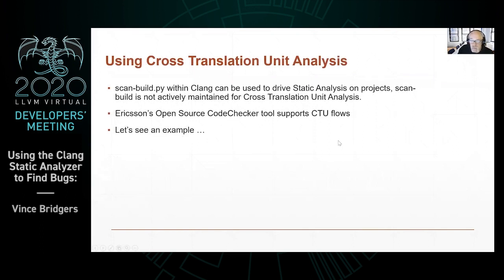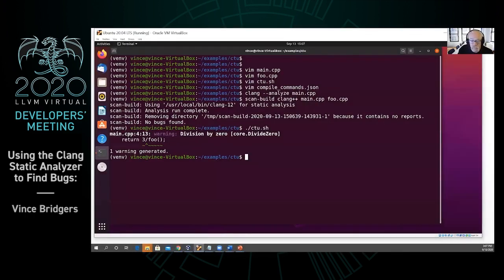So as I discussed, scan-build within Clang can be used to drive static analysis on projects. Scan-build is not actively maintained for cross-translation unit analysis for larger scale projects. Ericsson's open source CodeChecker tool can support CTU flows. So I'll show you how that works. So the first step is to generate the compile commands JSON file, and you do that by using CodeChecker log -b clang++ main.cpp foo.cpp, and I'm going to name this compile.json so it does not conflict with the existing compile commands JSON file.